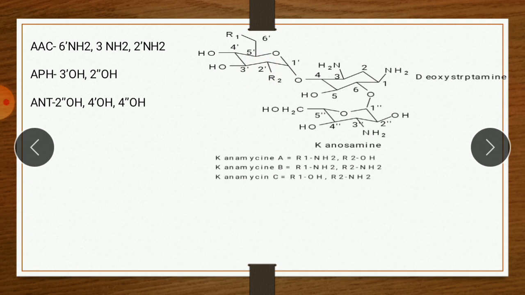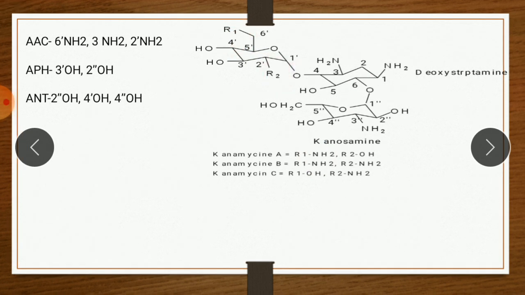So here is a mixture of kanamycin A, B, C. The difference between A, B, C is this R1 and R2. Here is R1, this one is R2. In case of kanamycin A, R1 equals amino group, that is NH2 group, R2 equals hydroxyl group. In case of kanamycin B, R1 equals NH2 group, R2 equals again NH2 group. Kanamycin C, R1 equals hydroxyl group and R2 equals NH2 group.